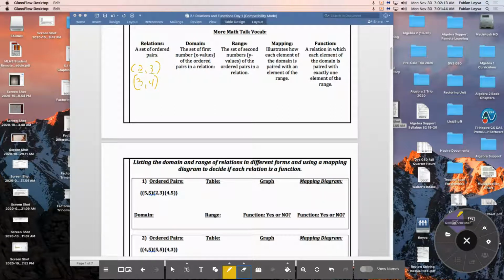Every pair within those parentheses, each ordered pair, is in a relation. 2 is in a relationship with 3, 3 is in a relationship with 4. Those are what are called relations, just a set of ordered pairs.